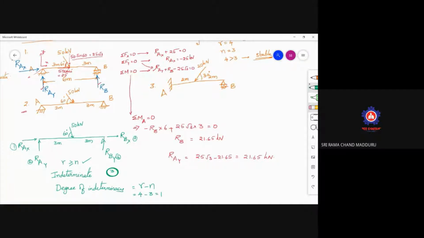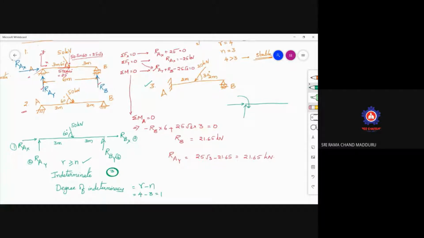If I get any one of the values, RAX or RAY, RBY or RBX, then I can solve this problem. So this is indeterminate with the degree 1. Whereas coming to the third one, draw the free body diagram for this first of all. When you start drawing the free body diagram for this one, if a fixed support is there, a fixed support will be having three unknown reactions. Here three unknown reactions are there.